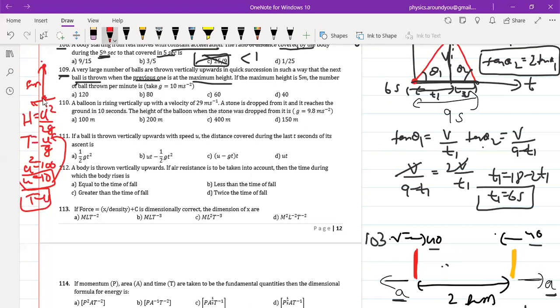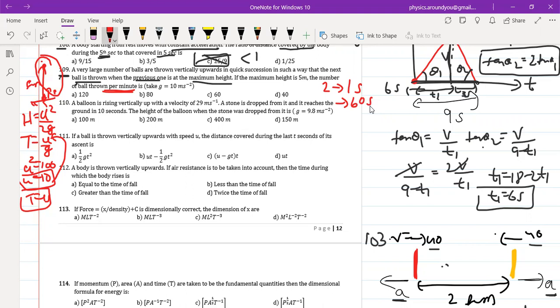Only after 1 second, the second ball is thrown. So how many balls are there in the air in 1 second? Two balls are in the air. So two balls in 1 second. How many balls will there be in 1 minute? 1 minute is 60 seconds, so I simply multiply them. So it should be 120.